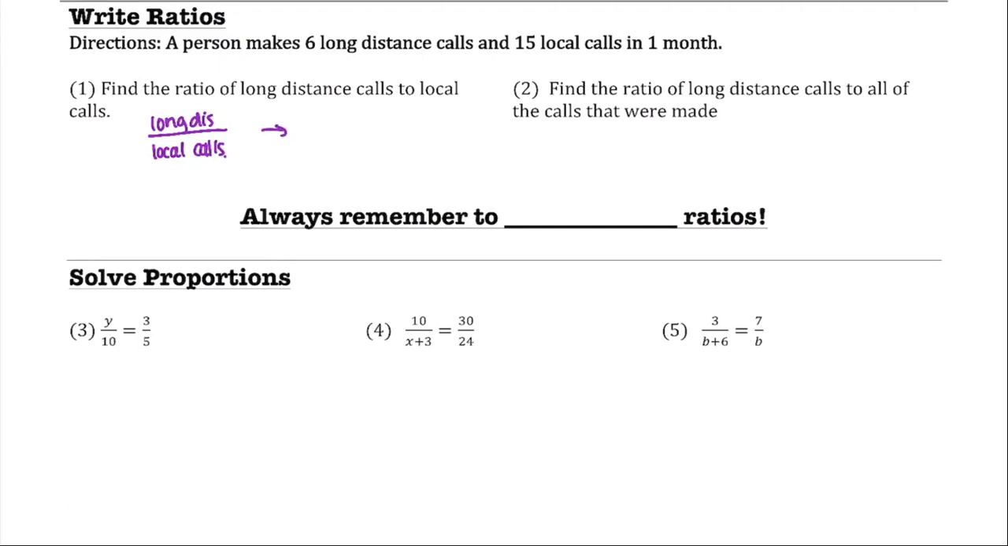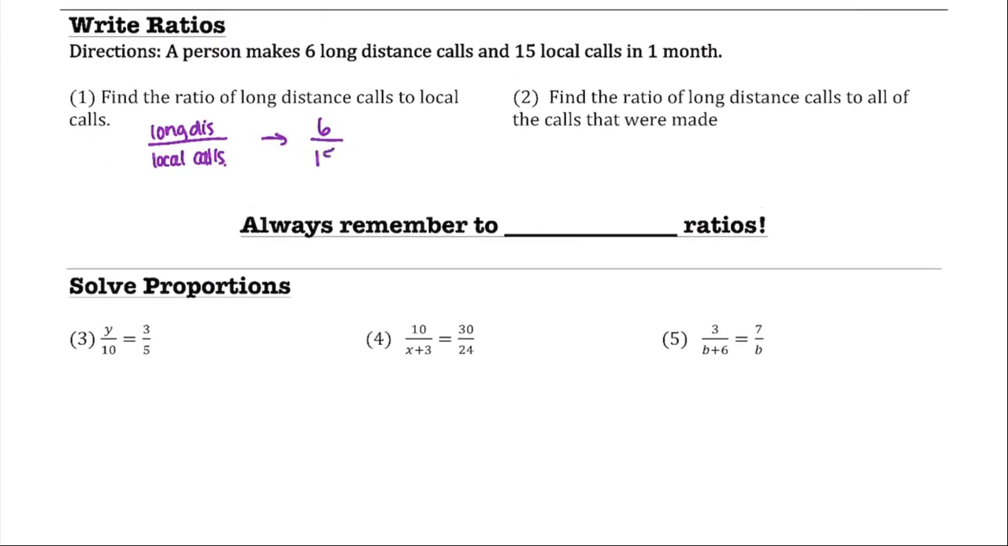So let's see what it actually is going to be. In this problem, it says there's 6 long distance calls, and it says there's 15 local calls in 1 month. So its ratio would be 6 to 15. Now, today we are going to be working with ratios or fractions. So if you'll look right below this, it says always remember to reduce or simplify, whichever floats your boat. But we always want to make sure we reduce our final fractions.